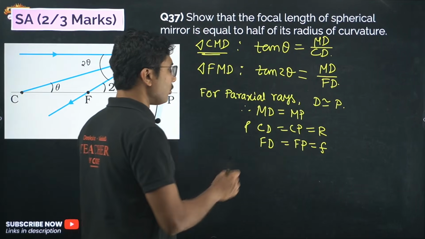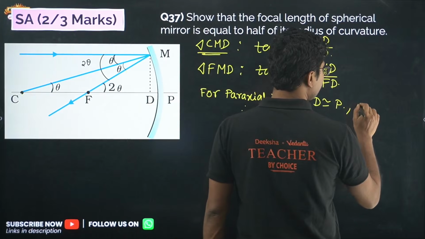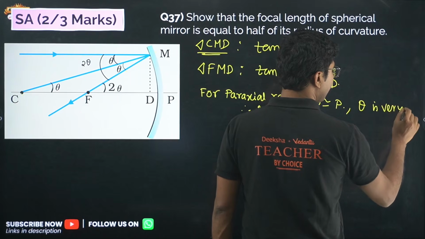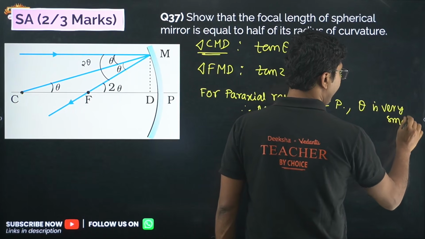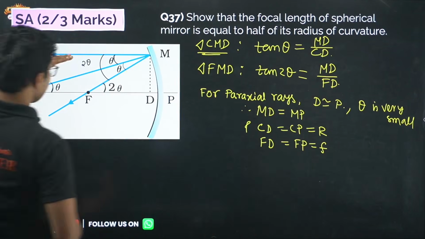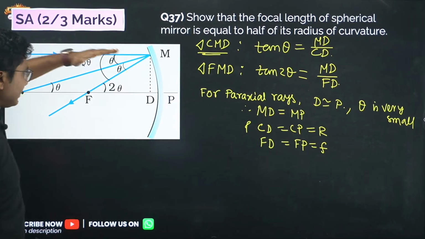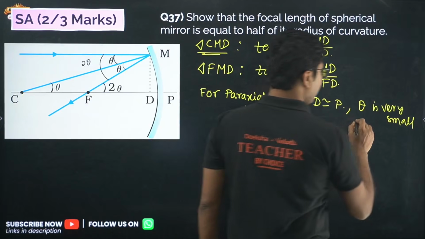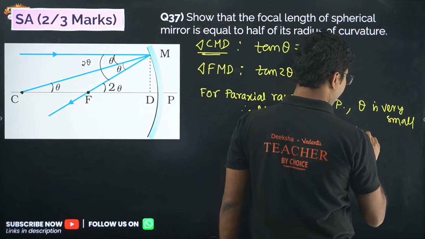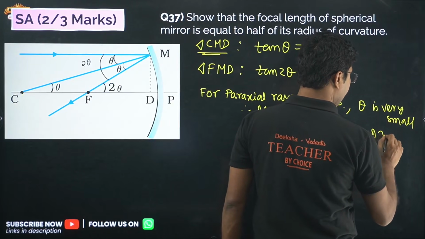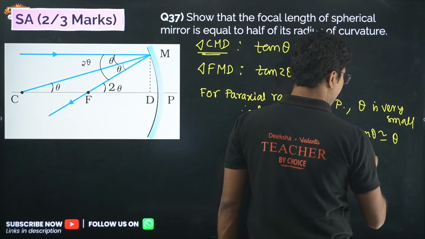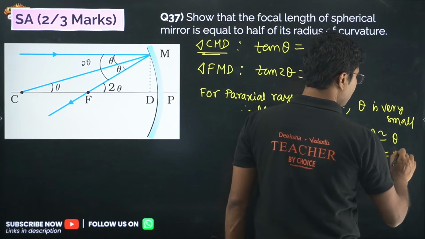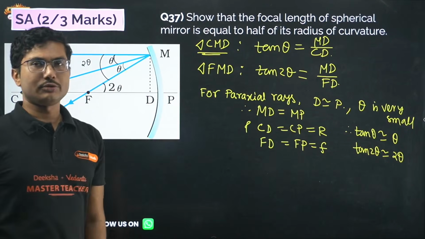Now also, theta is a very small angle. Obviously, if the point is very close to the axis, that means this angle theta is also very small. Therefore tan theta will be nearly equal to theta, and since theta is small, 2 theta will also be small, so tan 2 theta will nearly be equal to 2 theta.